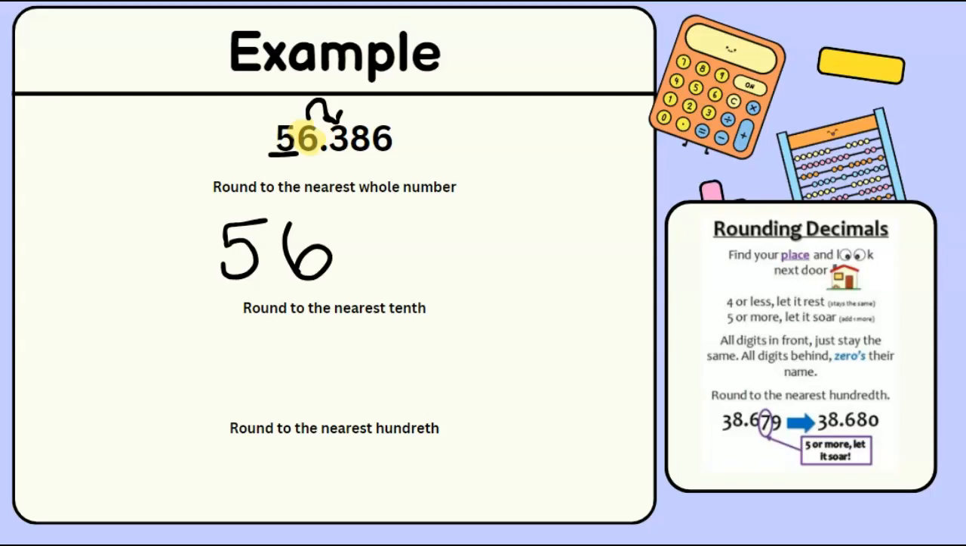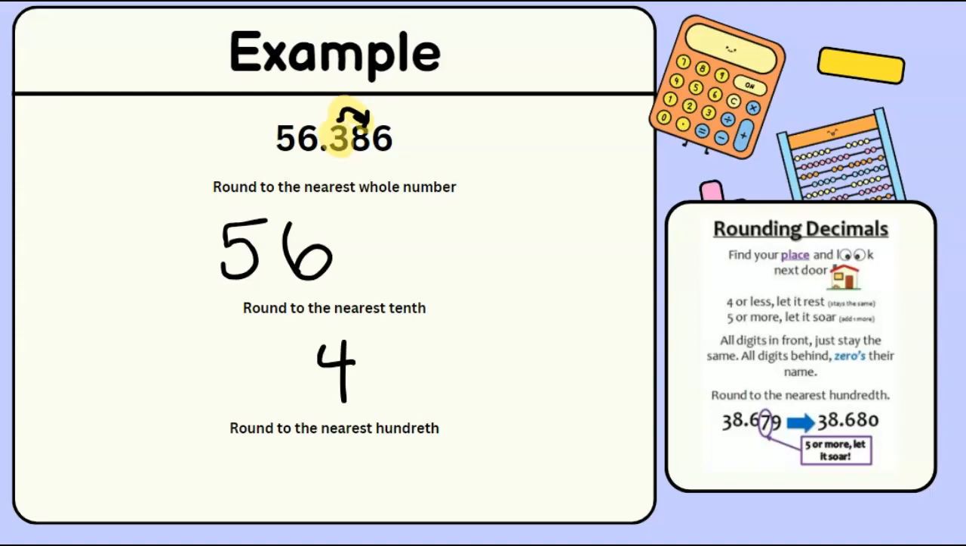Now, let's take a look at our next one. It wants us to round to the nearest tenth. I'm going to find my tenths place, and I'm going to look next door. 4 or less, let it rest. 5 or more, let it soar. So I found my 3 in my tenths place. I have an 8 next door. Since that 8 is more than 5, my 3 is going to soar, which means I add 1 to my 3.